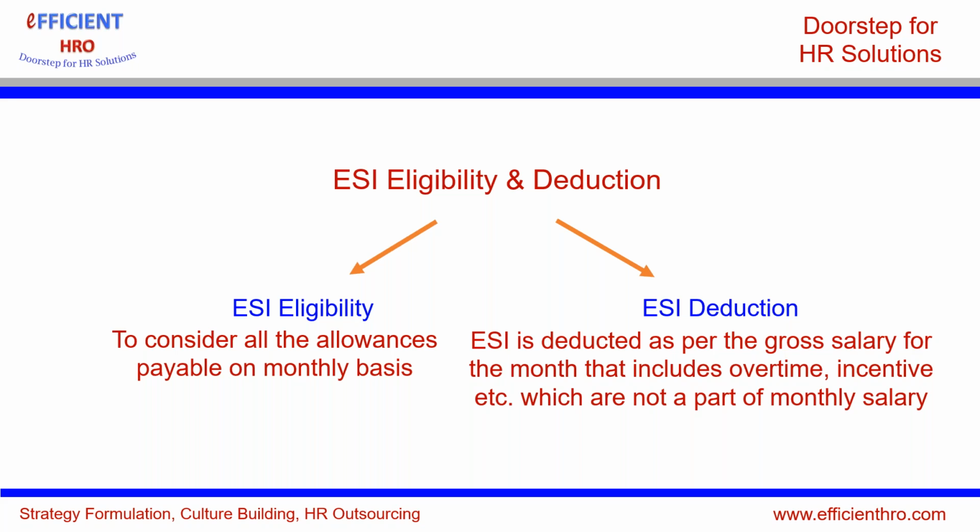But when we are actually calculating the ESI on a monthly basis, let's say that particular employee has received basic, HRA, conveyance, medical, special allowance, washing allowance, and incentive, or let's say overtime. Then even on that incentive and overtime, ESI will get deducted. So whatever payments are made during that month, whether part of gross salary or not, ESI will be deducted on those allowances.